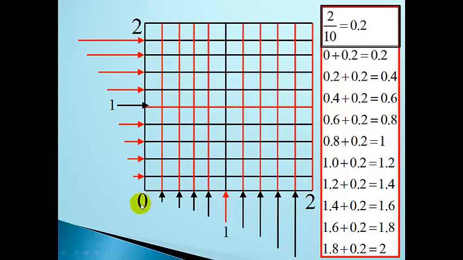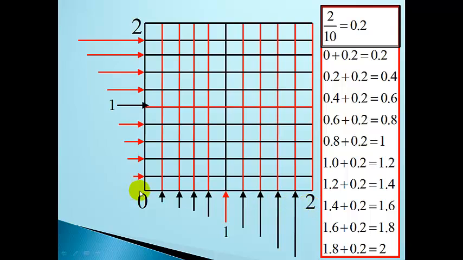So if you are starting from 0, when you add 0.2 to 0, you have 0.2. When you add 0.2 to 0.2, you have 0.4. Plus 0.2 give us 0.6, 0.8, 1.0, 1.2, 1.4, 1.6, 1.8, then you have 2.